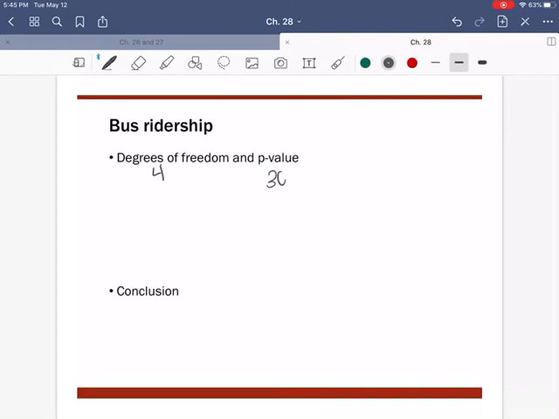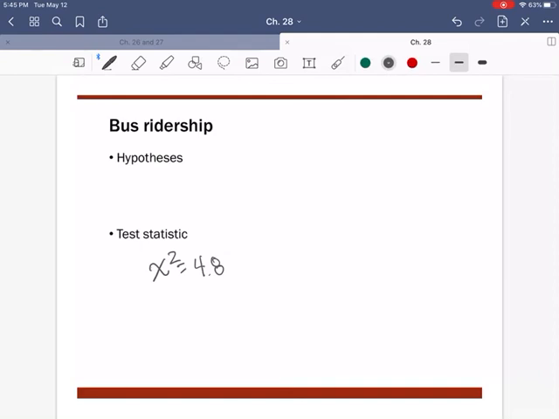We'll come back to the hypothesis test. I forgot to write that. 4.8 is a pretty small chi-square. So when we get a p-value, degrees of freedom was 4, p-value of 30.8%, I'm not surprised. What that means is we accept the null, since that's bigger than 5%.